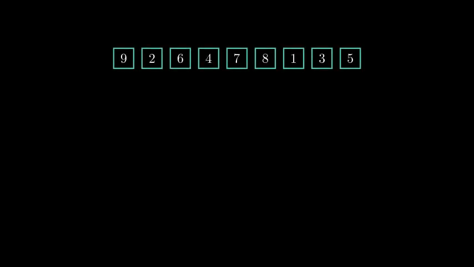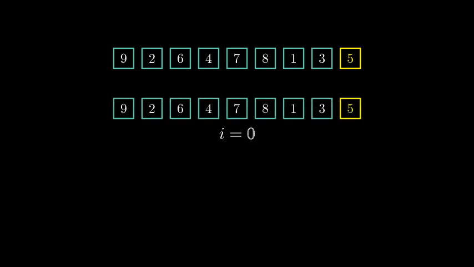Here is an example. The pivot is 5, the last element. We initialize i to 0 and increment it each time we do a swap. An element less than 5 is swapped with the ith element.